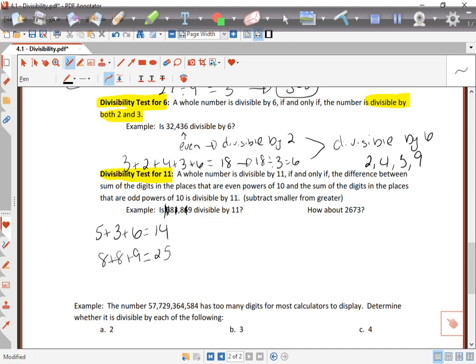Then subtract biggest minus smallest, so 25 minus 14 is 11. And you see, is 11 divisible by 11? We get 1, so yes it is, which means the entire number is divisible by 11.